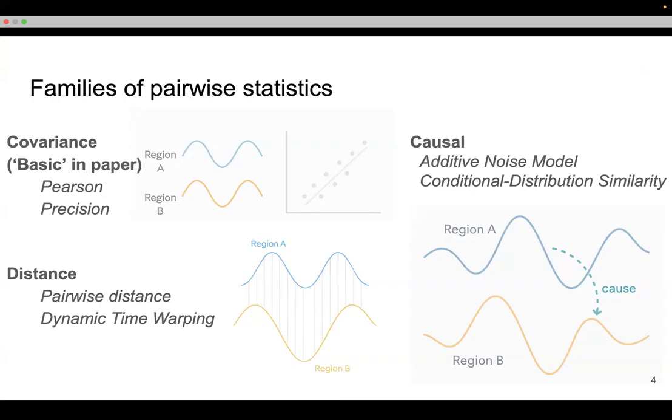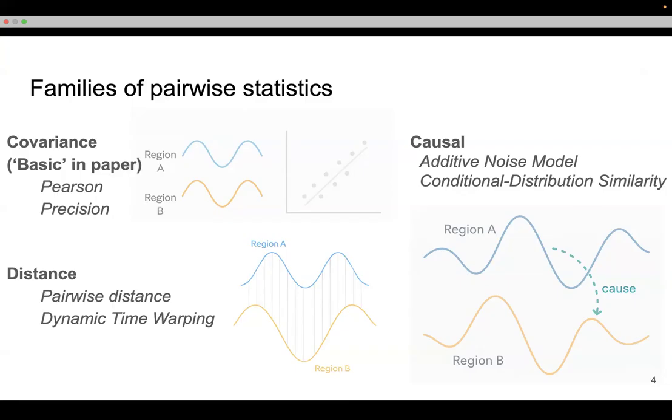Another family is the distance-based statistics. They try to estimate the distance between the signals or some representations of signals. In the trivial case, you can just compare the Euclidean distance between the two signals. In a more complicated case, you can try to synchronize them, and dynamic time warping is doing that.